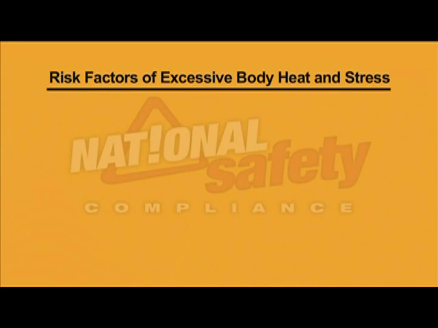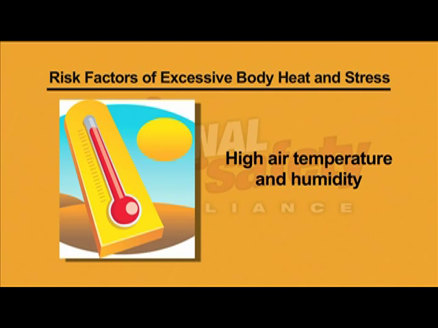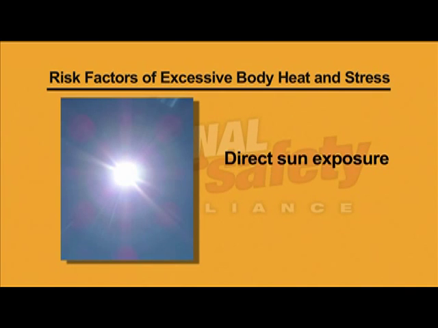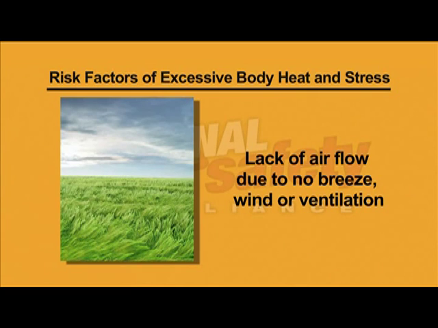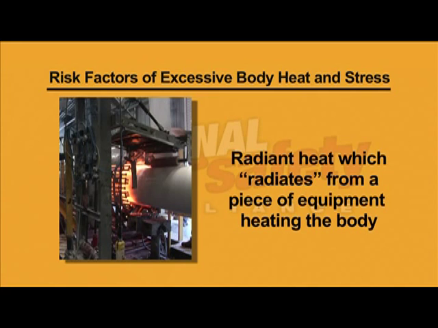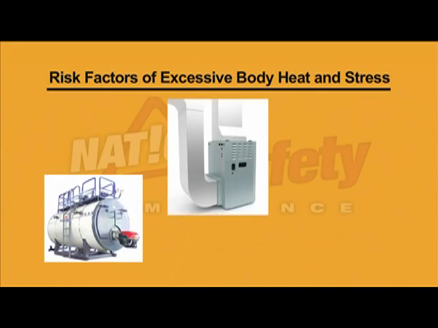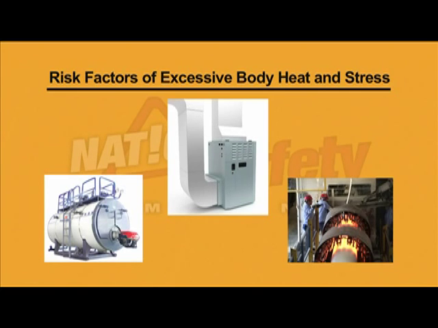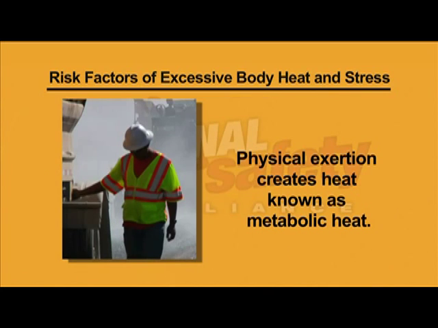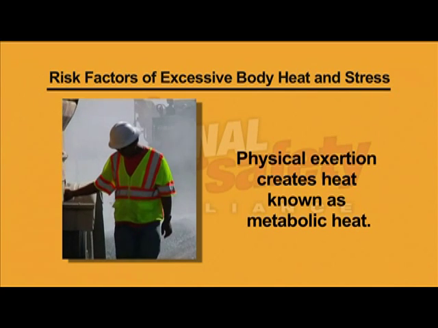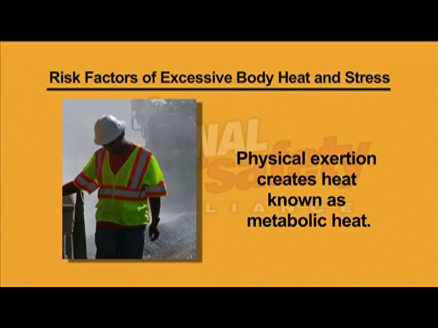Some risk factors of excessive body heat and stress include high air temperature and humidity, direct sun exposure, lack of airflow due to no breeze, wind, or ventilation, radiant heat which radiates from a piece of equipment heating the body. Boilers, furnaces, and other hot production machinery and equipment can radiate a tremendous amount of heat. Physical exertion creates heat known as metabolic heat. The more strenuous the work, the more heat is produced.